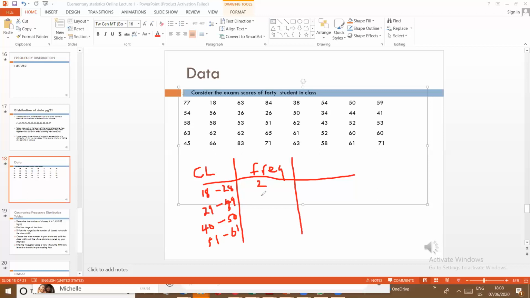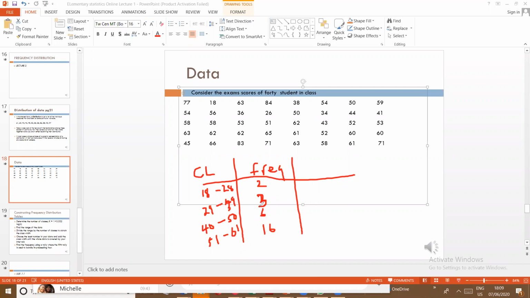Yes, sir. 2, 2, 3, and then we had 16. Yeah, the 29 to 39 is 3. It's 3, okay. 29 to 39 is 3, sir. Okay, thank you. Good. Yeah, so that is how you construct the frequency distribution table.